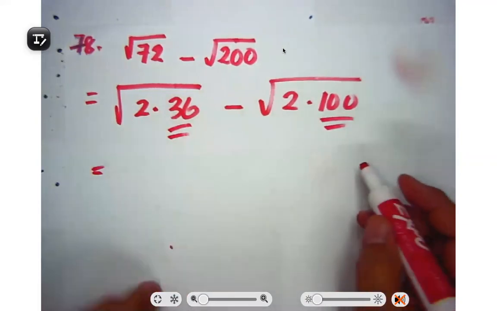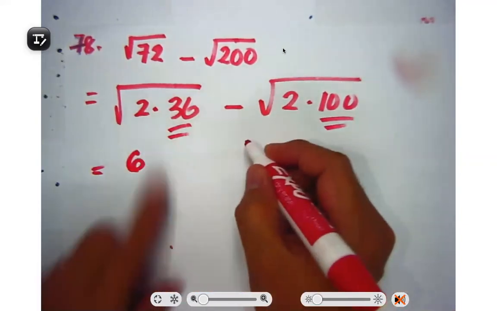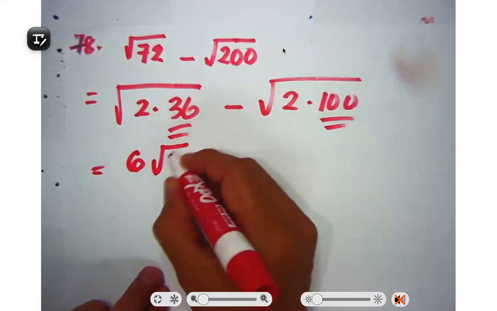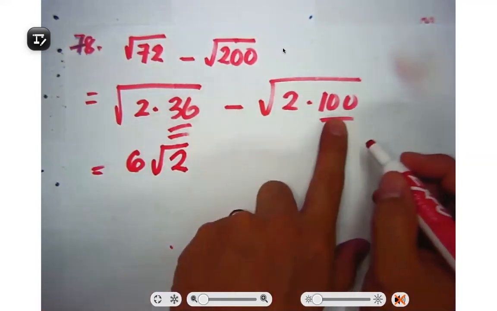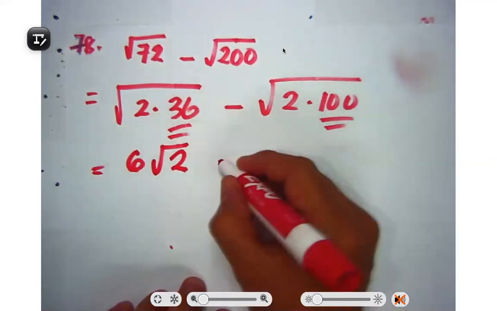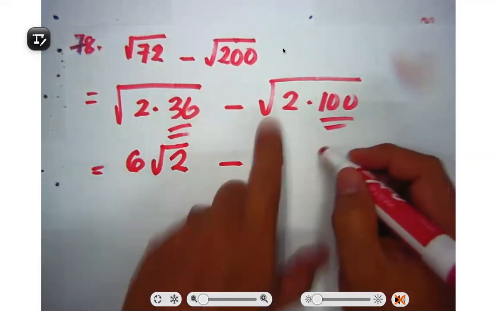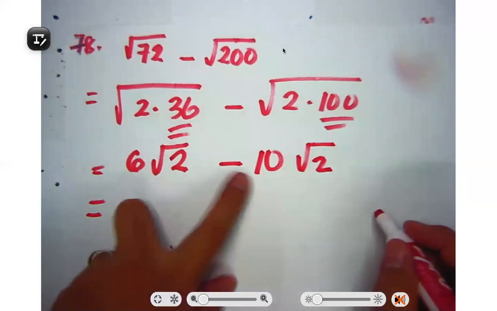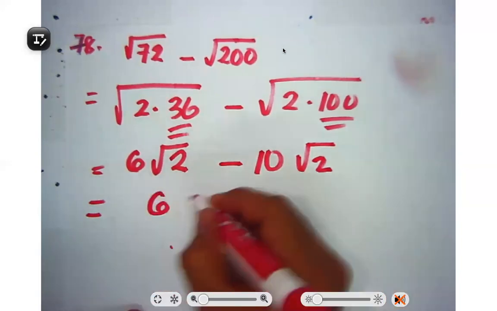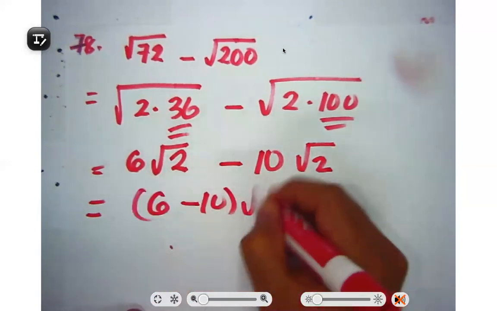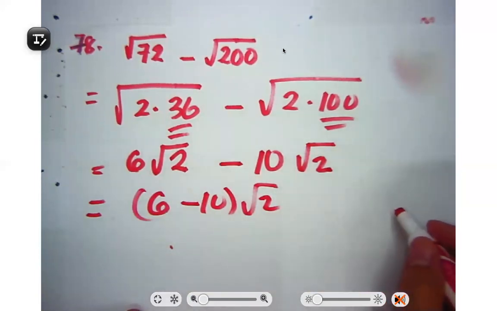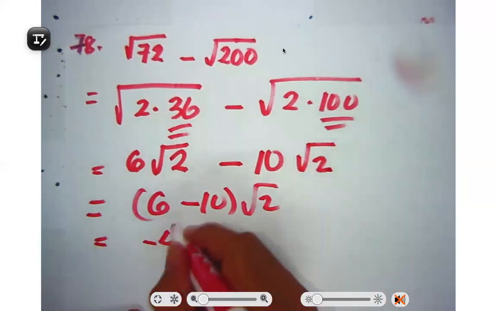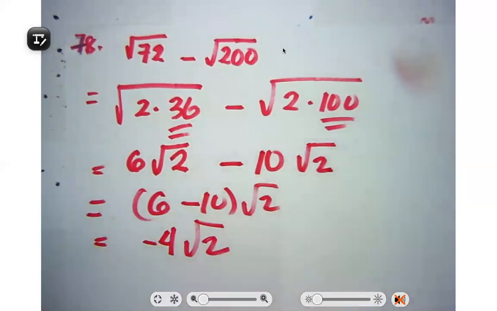Square root of 36 is 6, square root of 2. Square root of 100 is 10, and then square root of 2. Combine like these coefficients of the radical: 6 minus 10. What's 6 minus 10? You have negative 4 square root of 2.